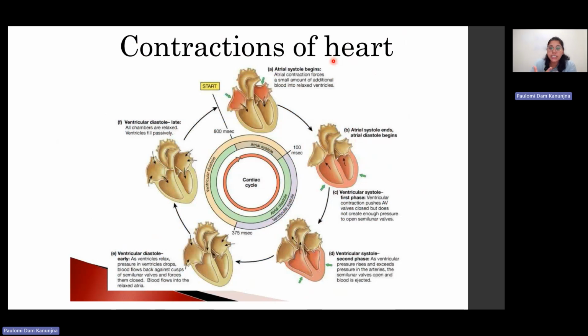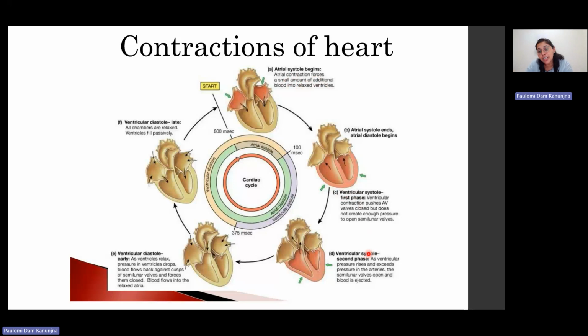So when you see a cardiac cycle, which is basically all this pumping of blood taking place, you start it with atrial systole, right? Atrial means the upper chambers, and atrial contraction is atrial systole. So the first thing is atrial systole, which is forcing a small amount of blood into the relaxed ventricles, right? Now, as your atrial systole ends, which is basically all the blood is pumped into the ventricles, your atrial diastole begins. Now, what is diastole? Diastole is when you have relaxing of your atrial muscles, right?